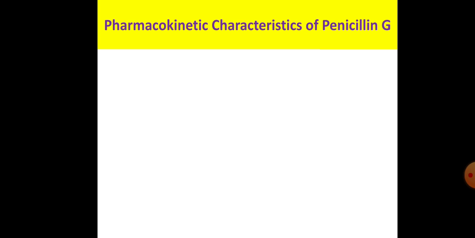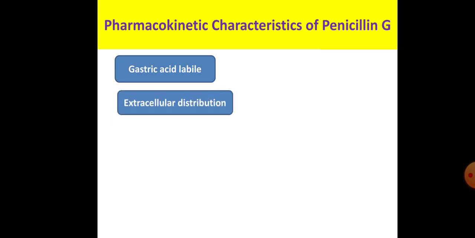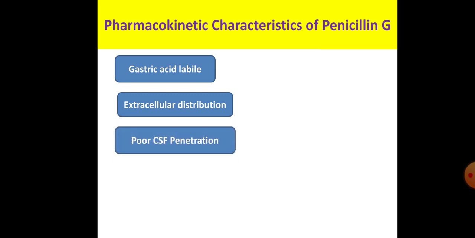Now we will see the pharmacokinetic characteristics of penicillin G. Penicillin G is orally effective, that is fine, but it is highly gastric acid labile. So only one third of the penicillin G actually reaches the systemic circulation. Second is its distribution. It is only extracellularly distributed. It cannot enter into the cell, and again it cannot cross various barriers like the blood-brain barrier. Its CSF concentration is very low.